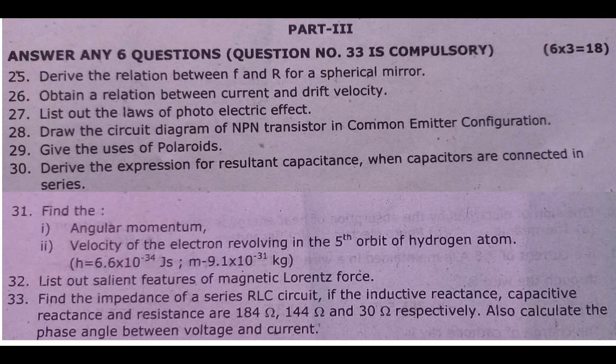Question number 31. Find the angular momentum and find velocity of a revolving electron in the fifth orbit of hydrogen atom. So given data, h, that is Planck's constant, equal to 6.6 into 10 power minus 34 joule second, and m, mass, will be equal to 9.1 into 10 power minus 31 kilogram.